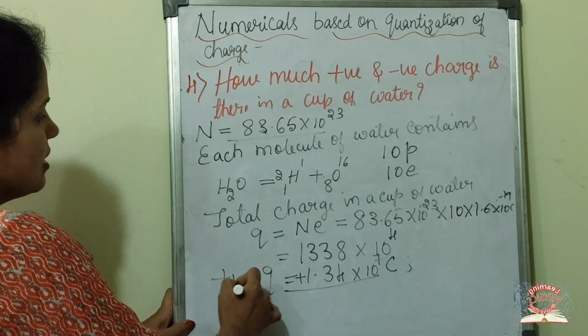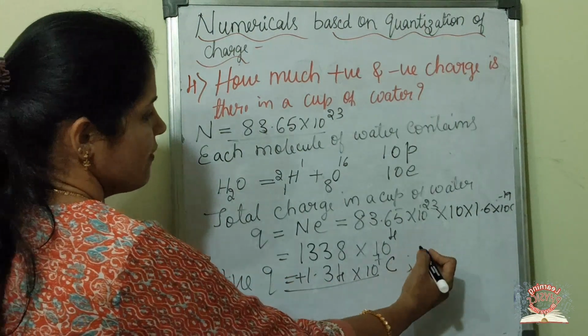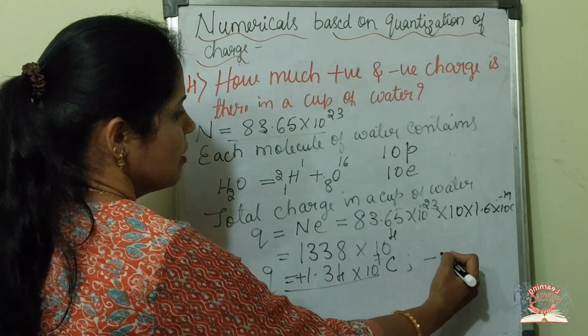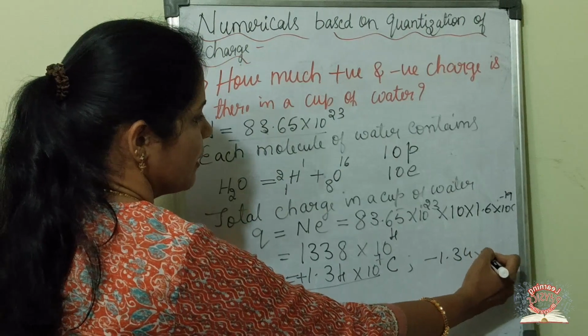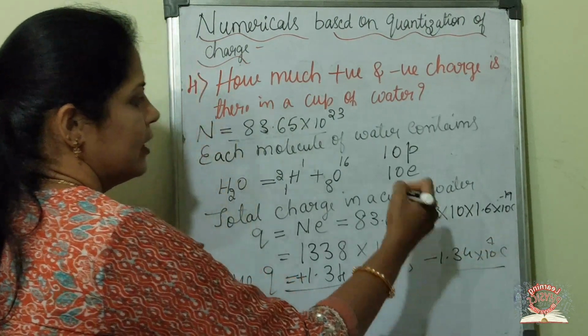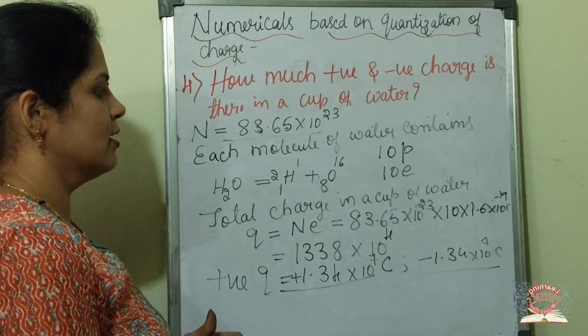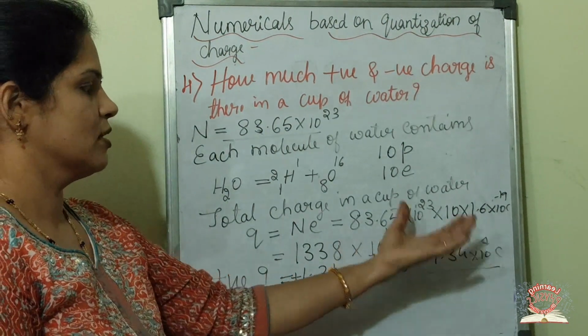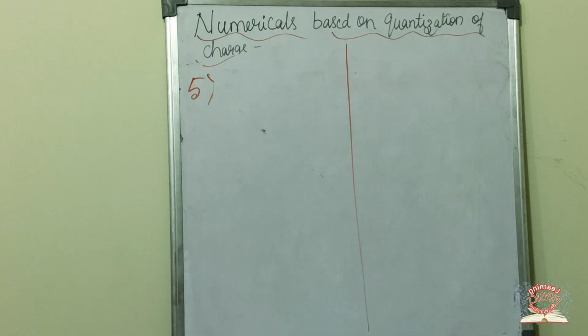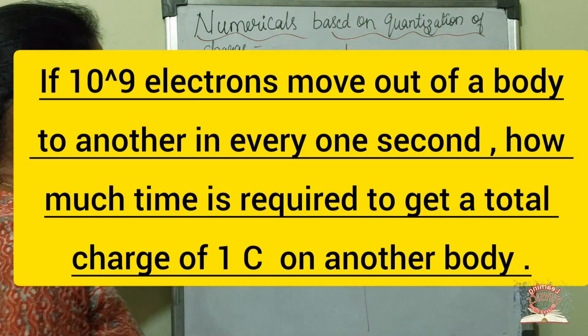How many positive charges are there? 1.34 × 10^7. And how many negative charges? Minus 1.34 × 10^7 coulomb of negative charge. Is this clear? So a cup of water has this many charges. Yes, students, please note down one more question.